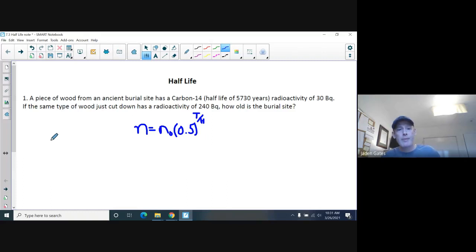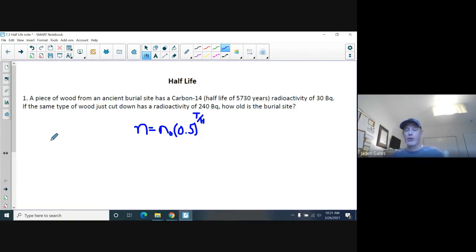Now, if the same type of wood just cut down has a radioactivity of 240 becquerels, how old is the burial site? All right, so a little background information here of this carbon-14. Carbon-14 is a radioactive material, but it doesn't hurt you. In fact, it's a good thing because it doesn't hurt us because everybody has it. In fact, every single living thing has carbon-14.